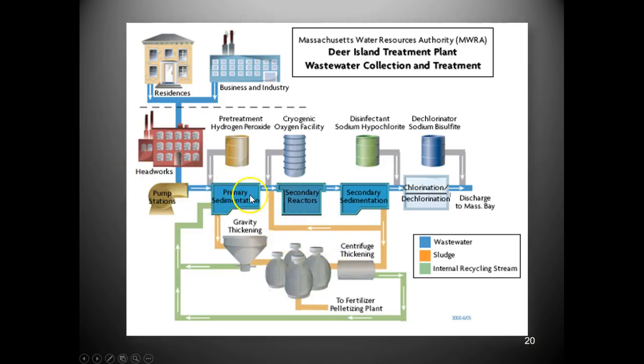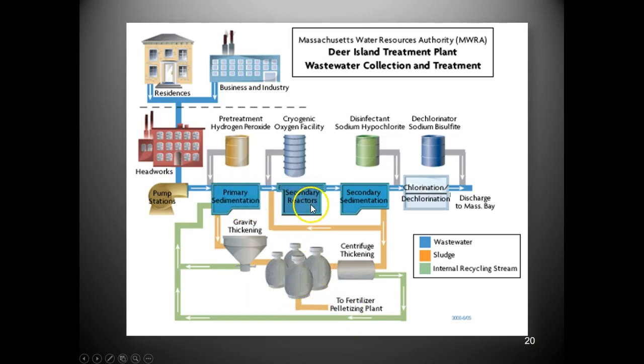Here's a schematic, very similar to the one I had in the very first slide on the previous presentation. Here you have the treatment plant. Here they're talking about using a pretreatment with hydrogen peroxide. That's going to kill some microorganisms, especially anaerobic bacteria, which we do have in our intestinal tract. And then it goes through the primary sedimentation. The solid part's going to be pumped out and go through gravity thickening and eventually become fertilizer.